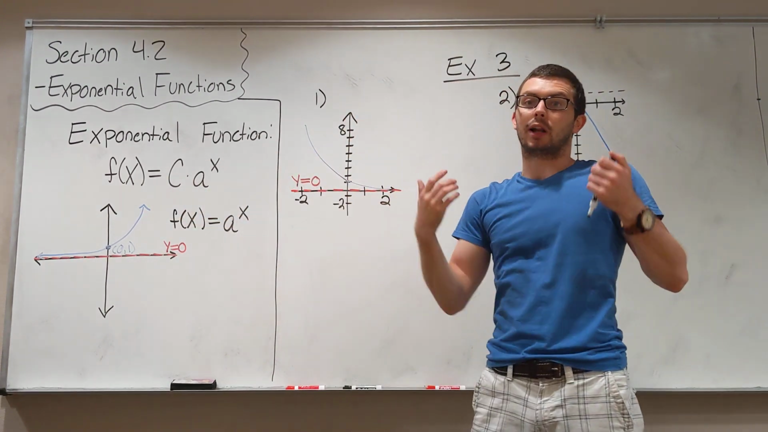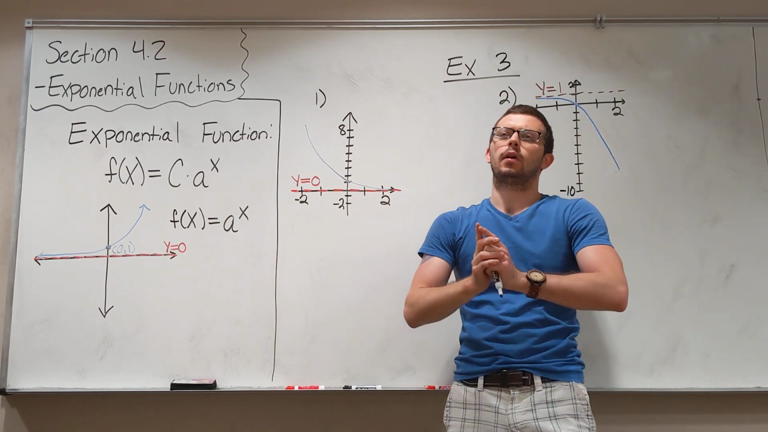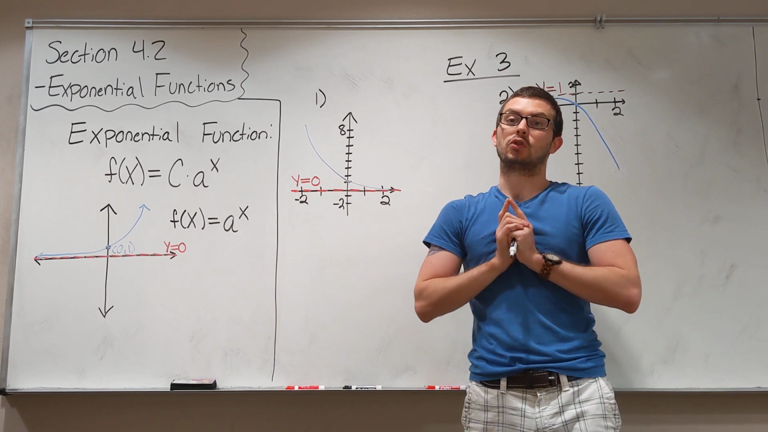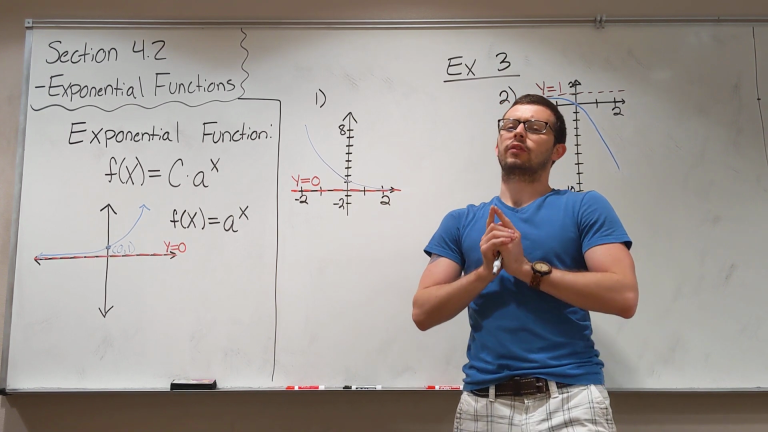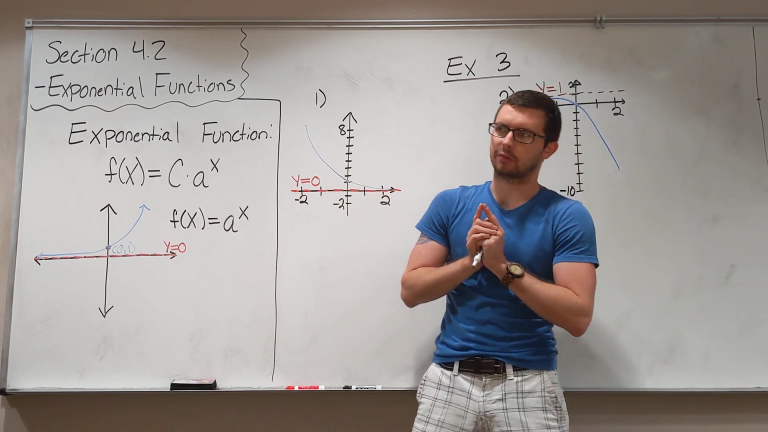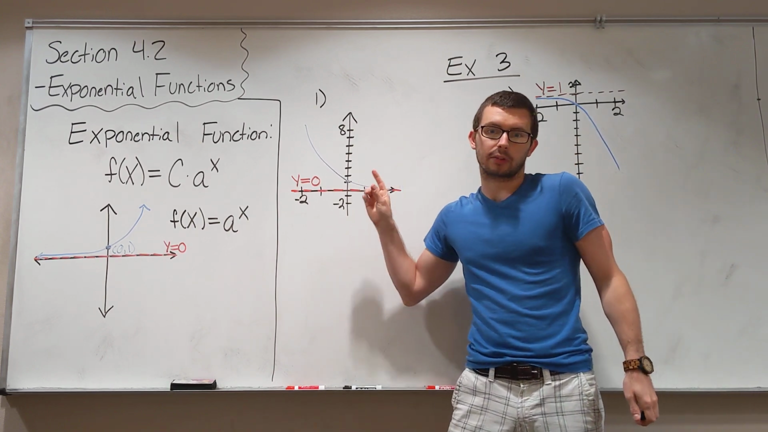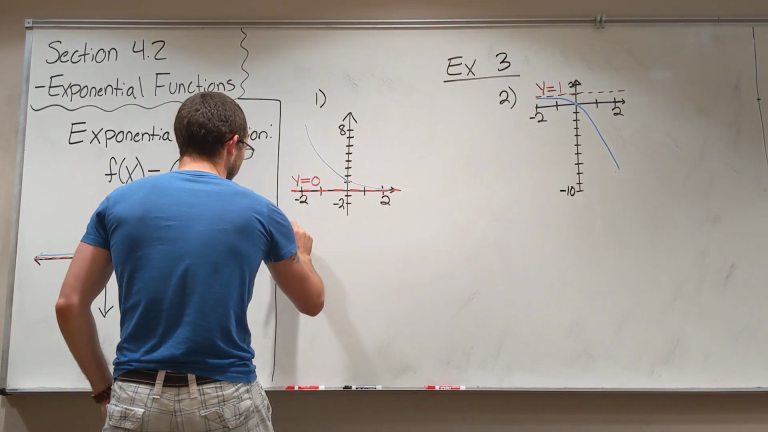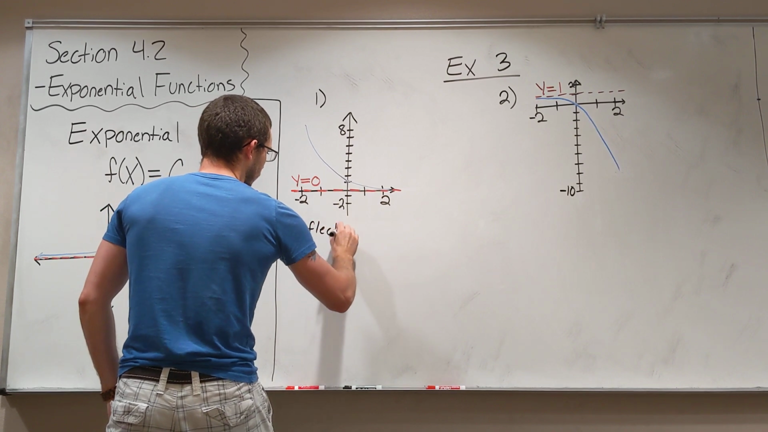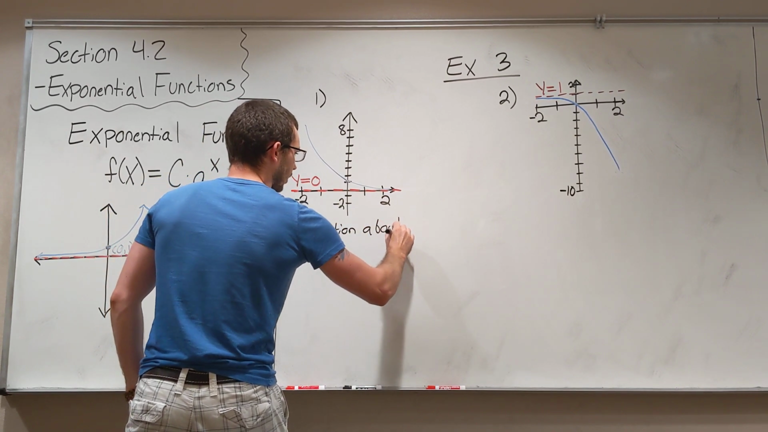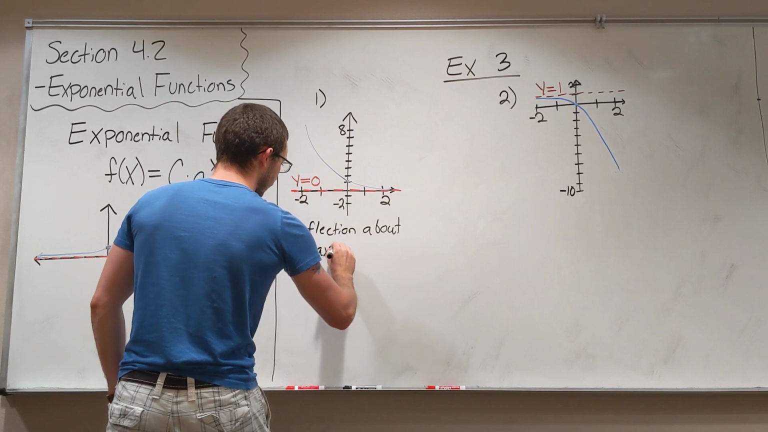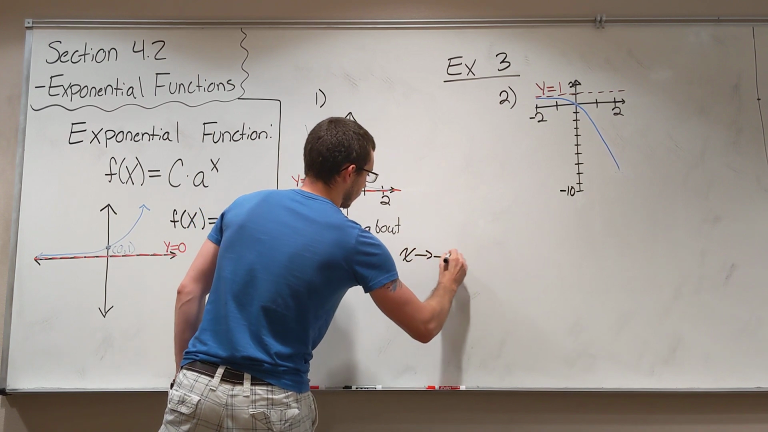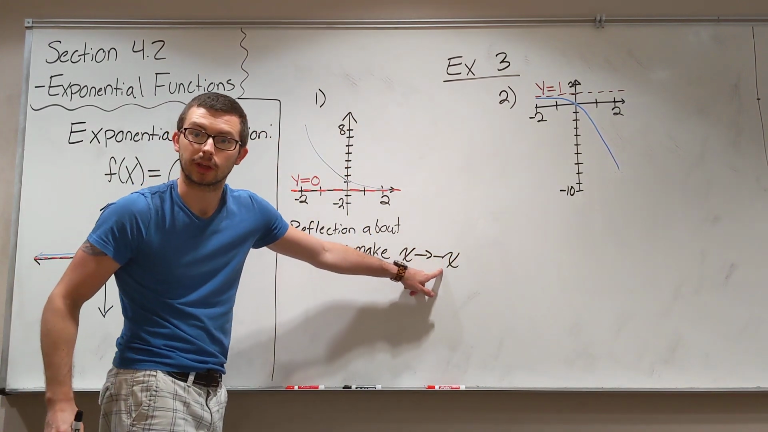And so if you can make that observation, well, let's remember, what does it mean to reflect about the y-axis? How does that translate algebraically? Try to think back to transformations, because when you reflect about the y-axis, you make the x negative. So a reflection about the y-axis means you make x negative x.